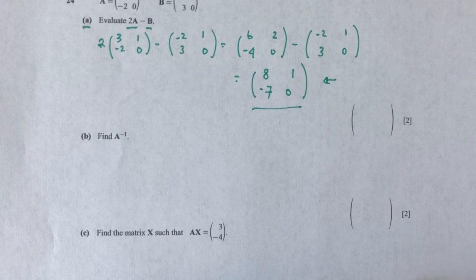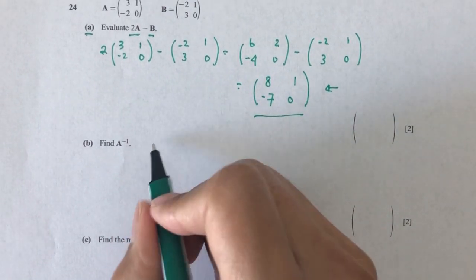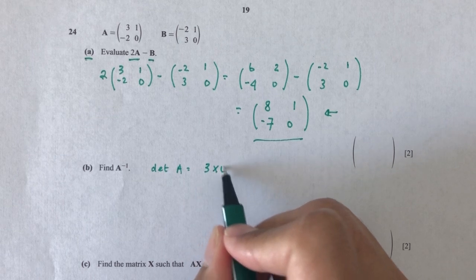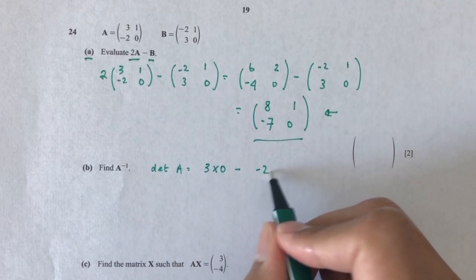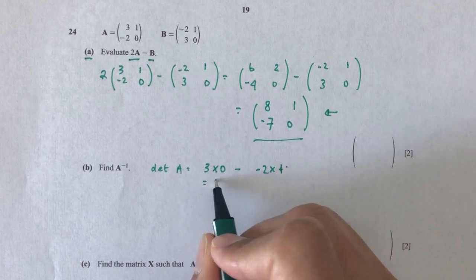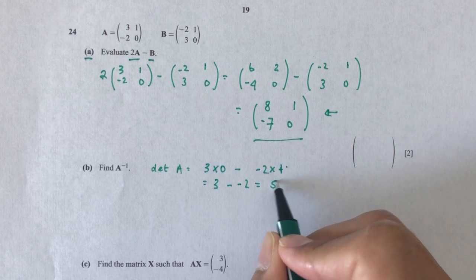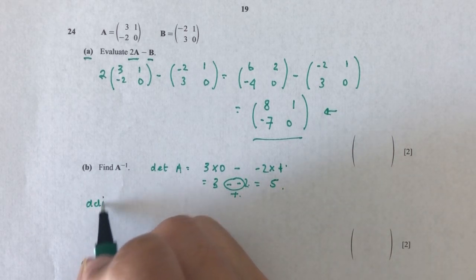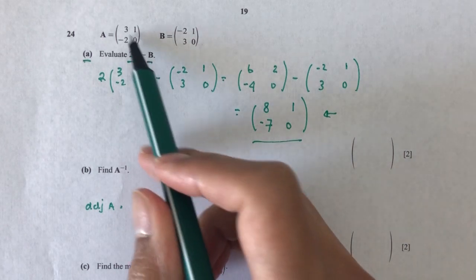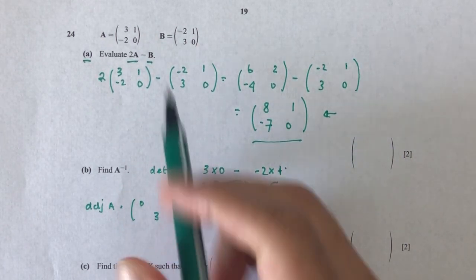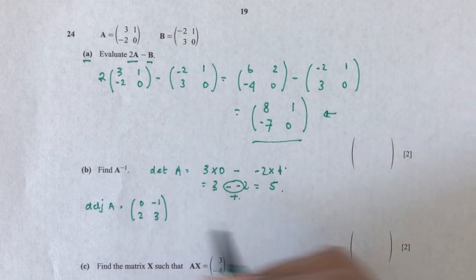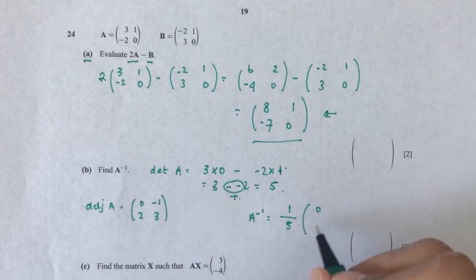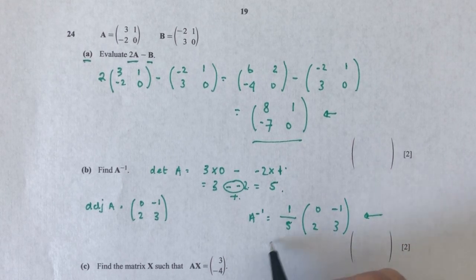So now we have to find the inverse of A. To find the inverse, we first have to find the determinant of A, which is 3 times 0 minus minus 2 times 1. So 3 minus minus 2 will be 5, because minus minus becomes plus, 3 plus 2, 5. Then we have to find the adjugate matrix of A: we switch those two, it becomes 0, 3, and then switch the sign of those two, becoming 2, minus 1. So A inverse is 1 over the determinant, which is 5, times this matrix, 0, 2, minus 1, 3. And this will be your answer for part B.